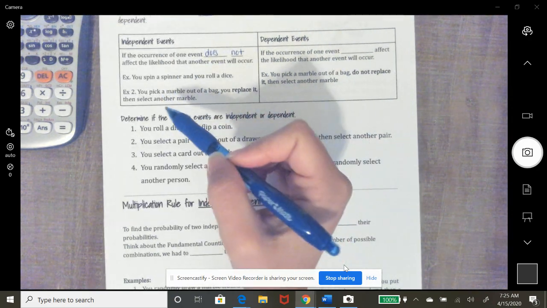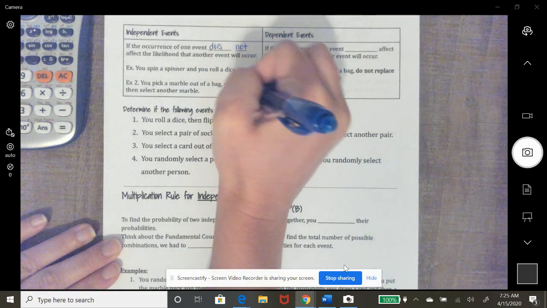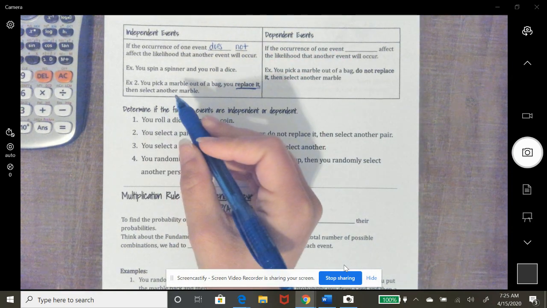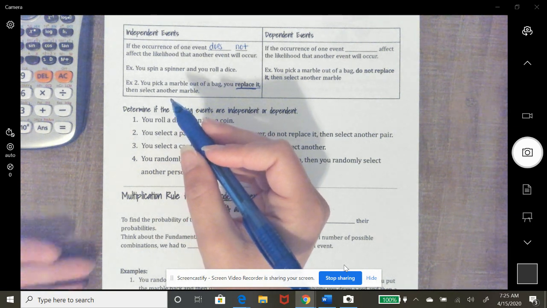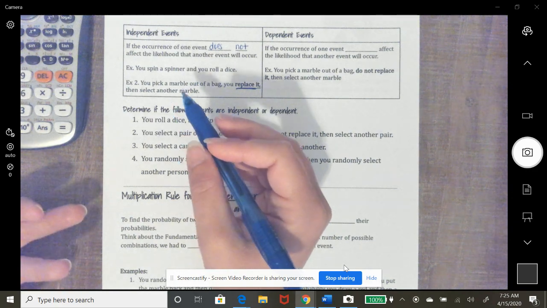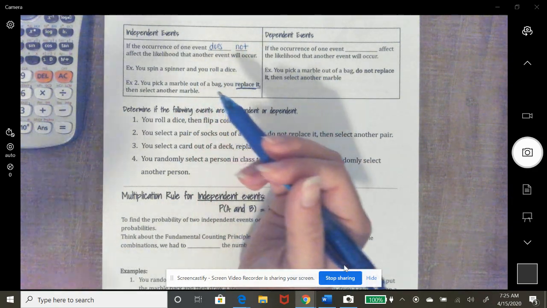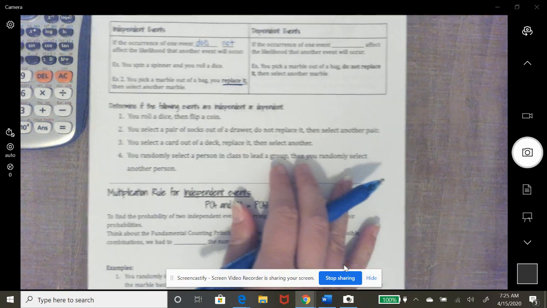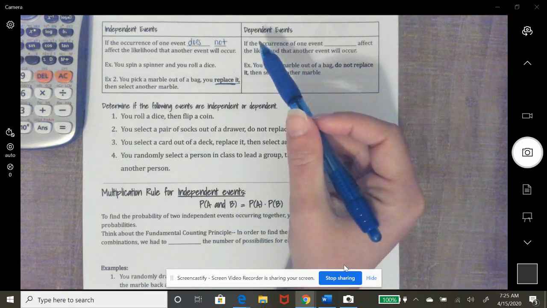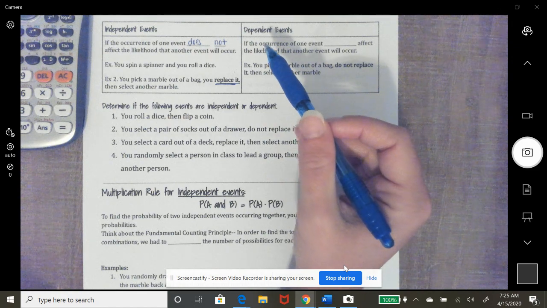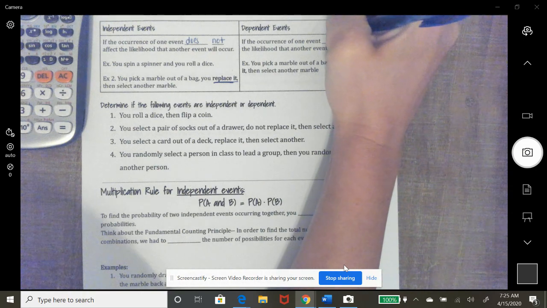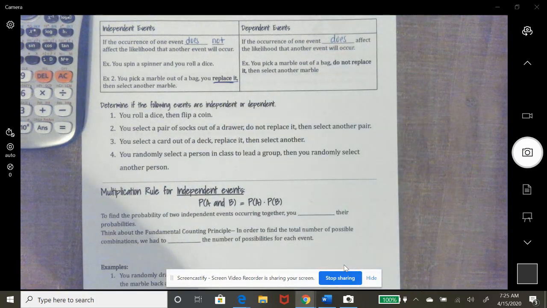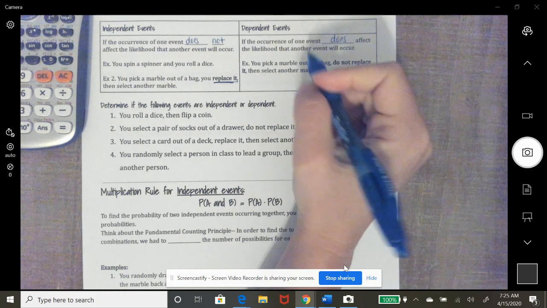Another example is if you pick a marble, then you replace it. That's a keyword. And then you select another marble. If you replace it, then you're keeping that same amount of marbles in the bag. So that first event is not going to affect the second event. If you do not replace it, that's where it changes what could happen on the second draw. And that becomes dependent. So dependent, think you depend on what happens first, so that's why they affect each other. If the occurrence of one event does affect the likelihood that another event will occur, those are dependent.